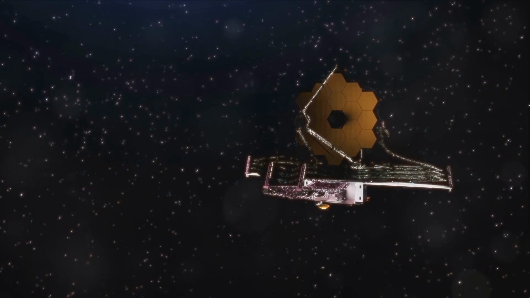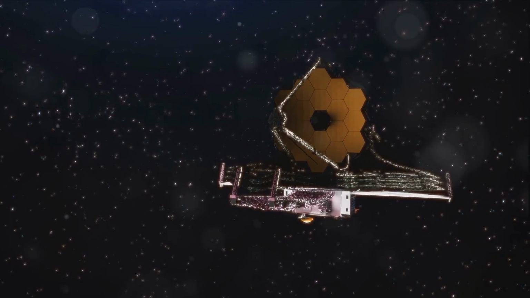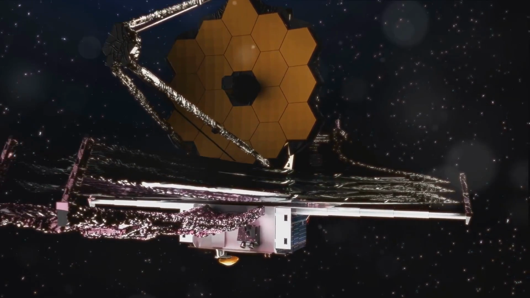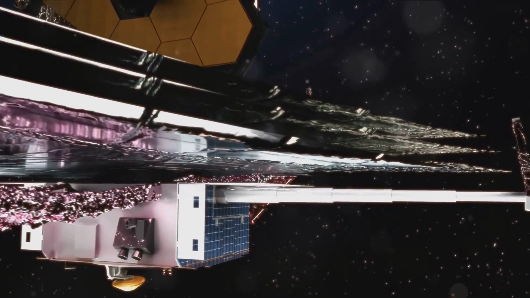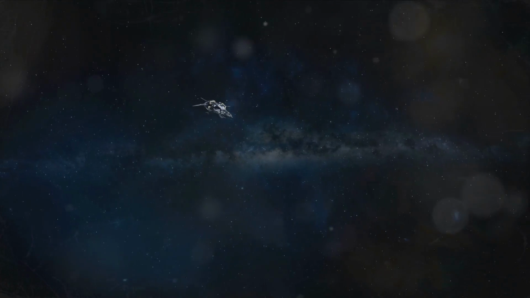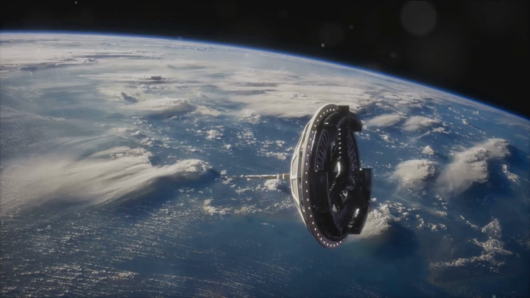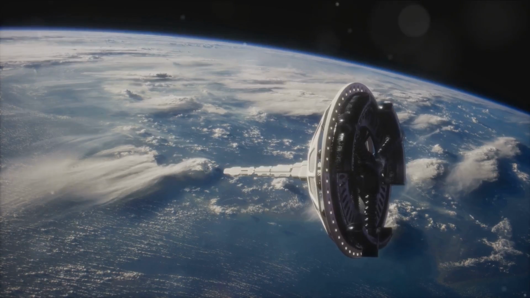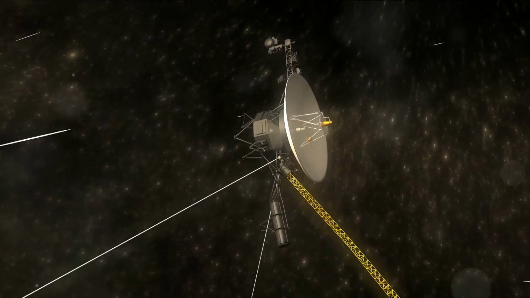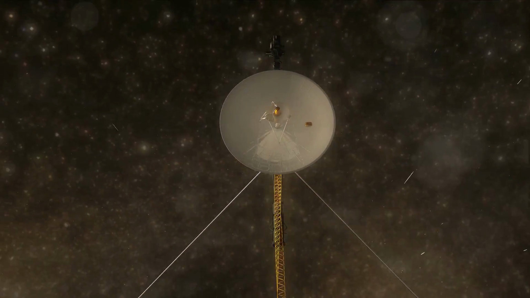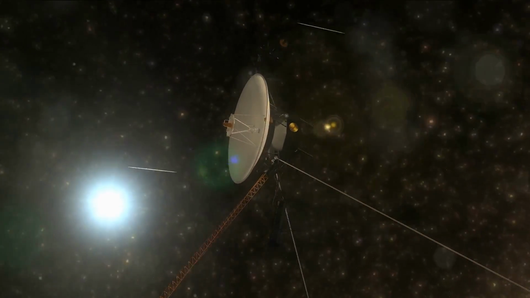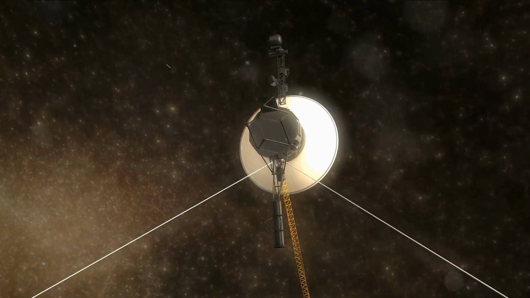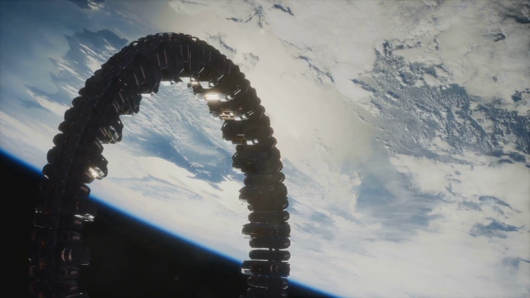With an enormous mirror nearly three times the size of Hubble's, it will peer deeper into space than ever before, allowing us to detect faint signals from distant, Earth-like exoplanets with unprecedented precision. But the James Webb is just the beginning. Scientists and engineers around the world are already working on the next generation of exoplanet hunting tools. Space agencies are planning missions that will directly image these distant worlds, potentially revealing oceans, continents, and maybe even signs of life.